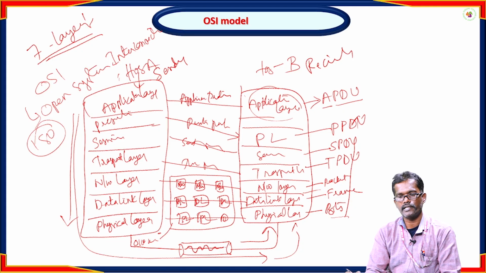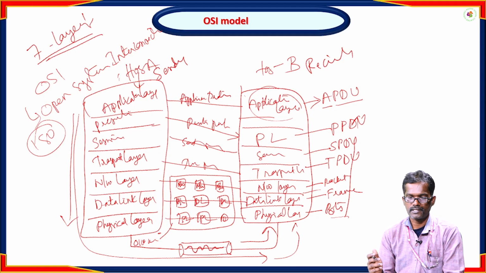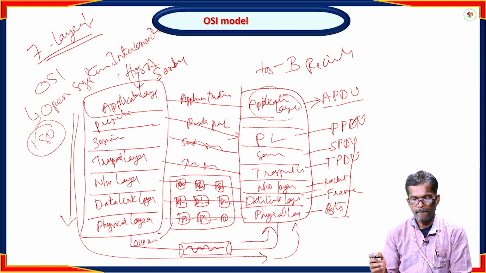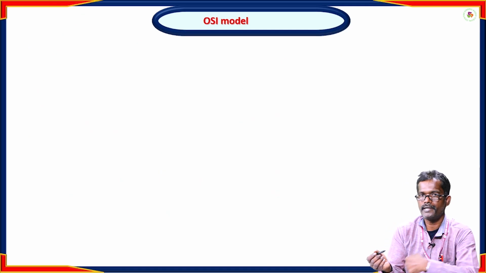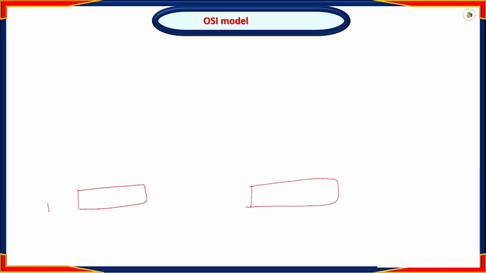We will see one by one, from the physical layer to the application layer, what the functionality of each layer is. Next, first coming to the physical medium: how the data will be there in the physical medium. Okay, physical layer.